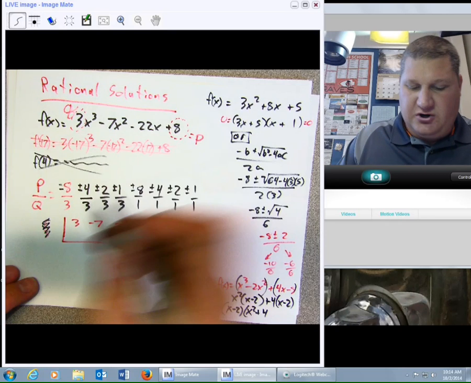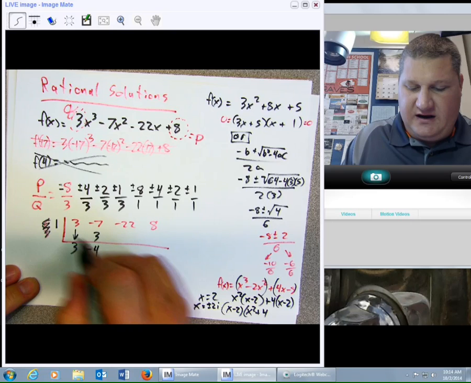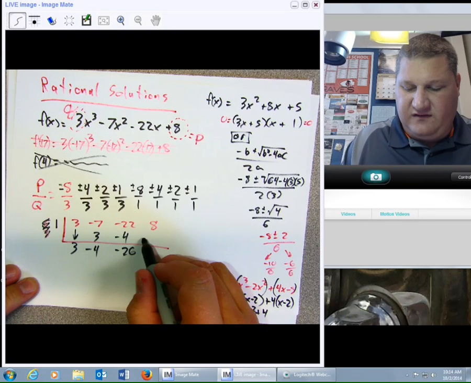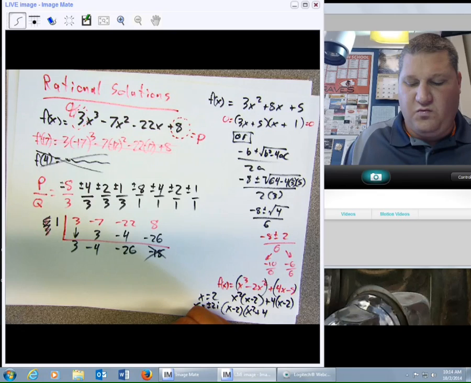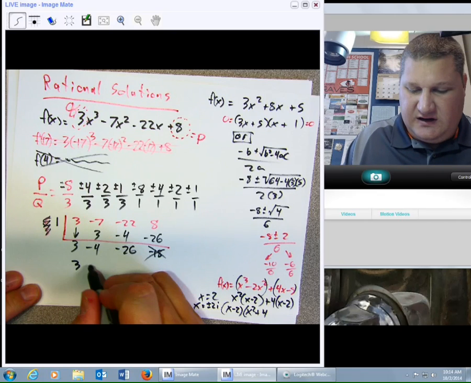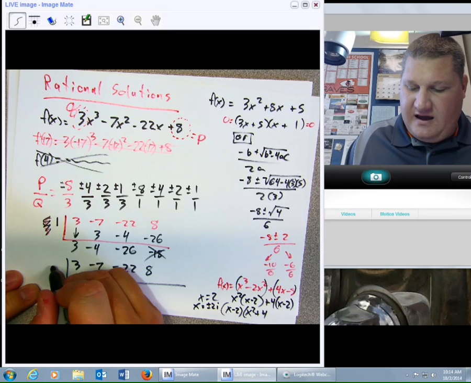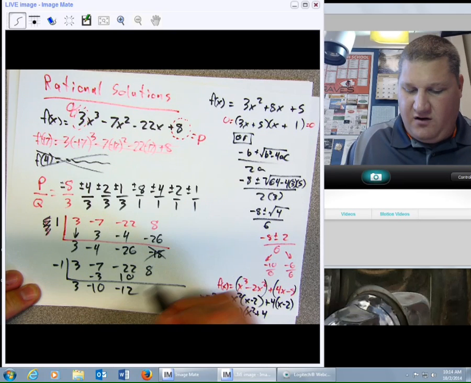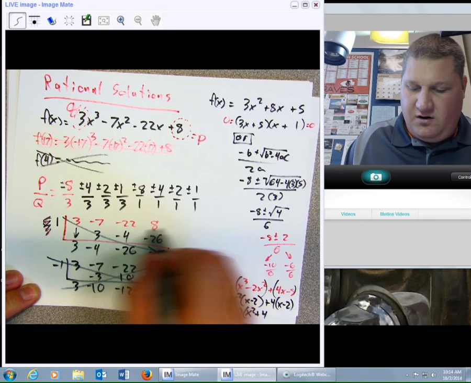Let's start with 1. Bring down the 3. Get a 3, then a negative 4, then a negative 26. I do this and I come up with negative 18, and that doesn't work. Okay, let's try something else. 3, negative 7, negative 22, 8, and let's try negative 1. 3, negative 10, positive 12, then 20. Nope, doesn't work. Neither one of those work.